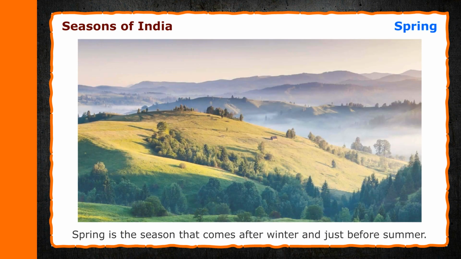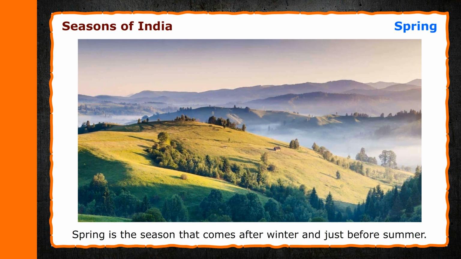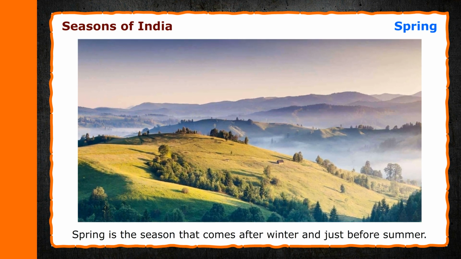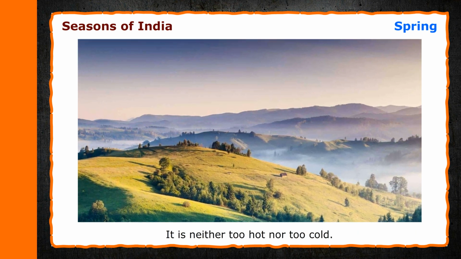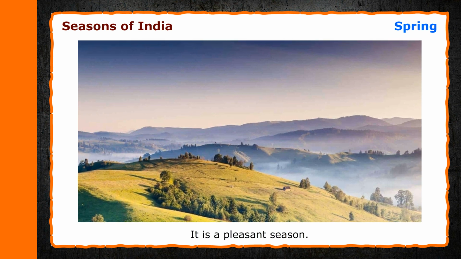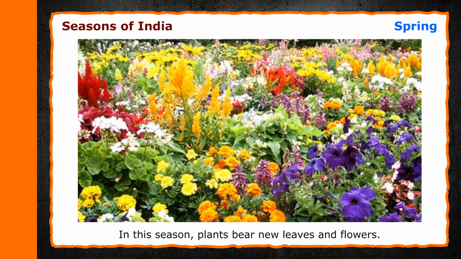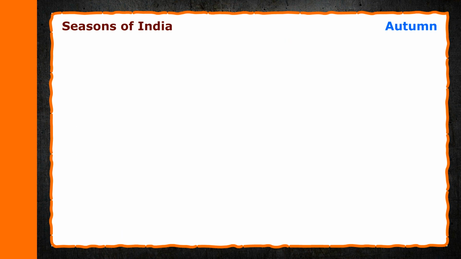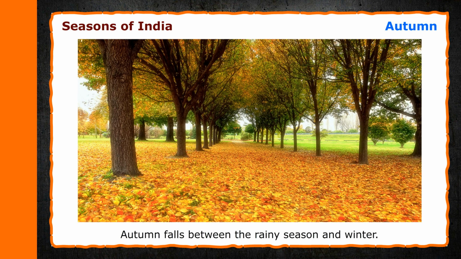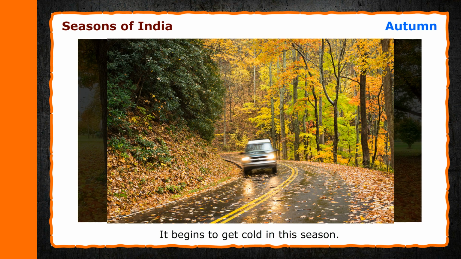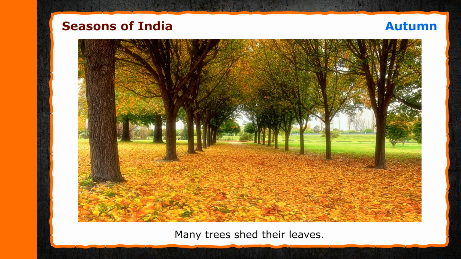Spring. Spring is the season that comes after winter and just before summer. It is neither too hot nor too cold. It is a pleasant season. In this season, plants bear new leaves and flowers. Autumn. Autumn falls between the rainy season and winter. It begins to get cold in this season. Many trees shed their leaves.